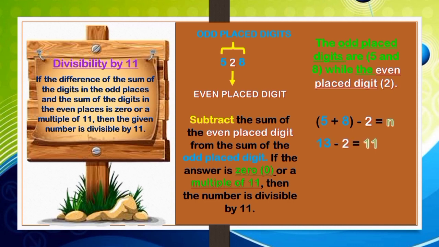5 plus 8 is equal to 13, minus 2 is equal to 11. 11 is a multiple of 11. Therefore, 528 is divisible by 11.